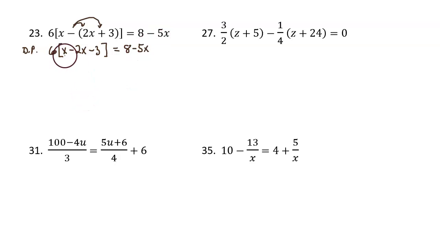The next step, inside the grouping symbols, there are some like terms. They both have an x. So I'm going to combine like terms. 6, bracket, 1x subtract 2x is negative 1x. Everything else stays the same.